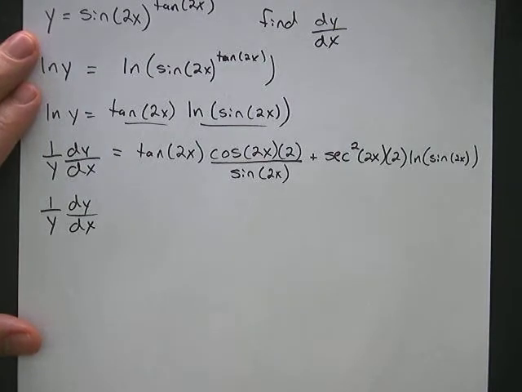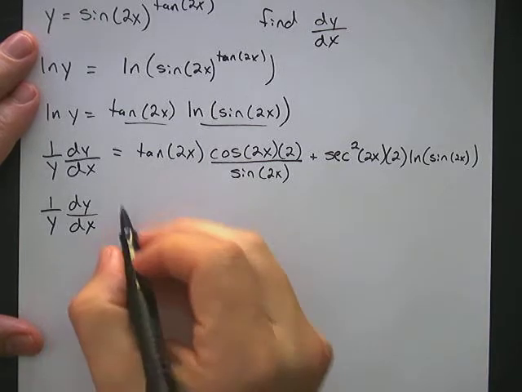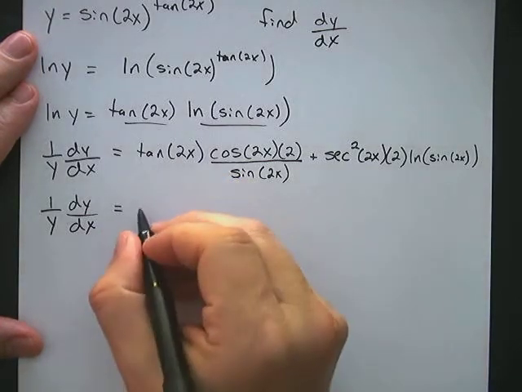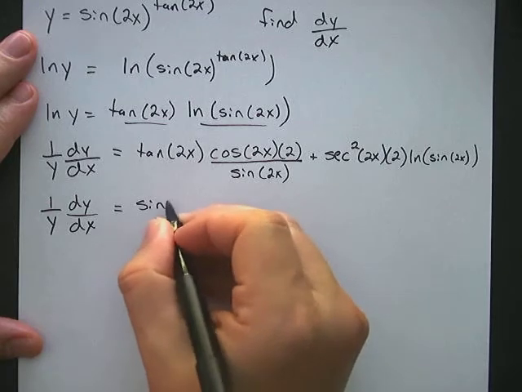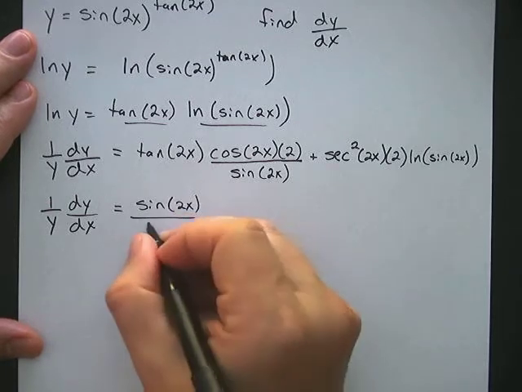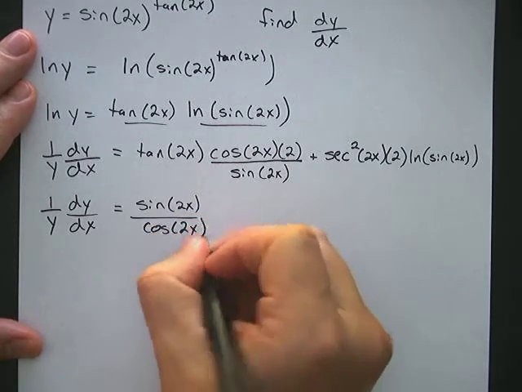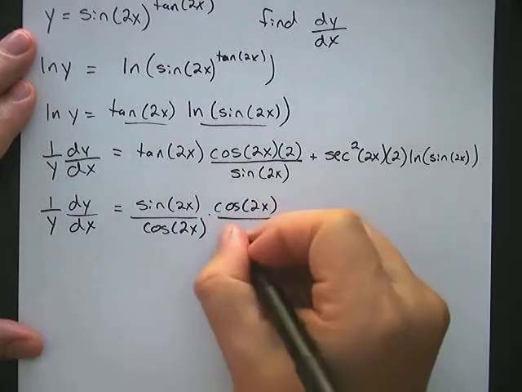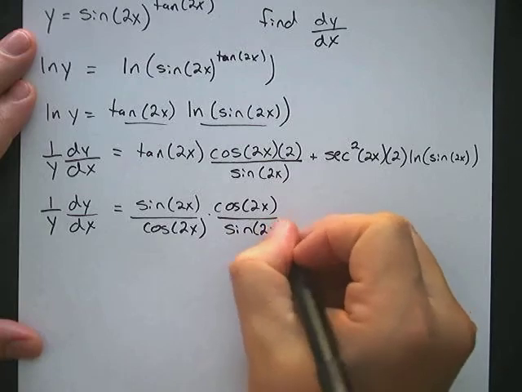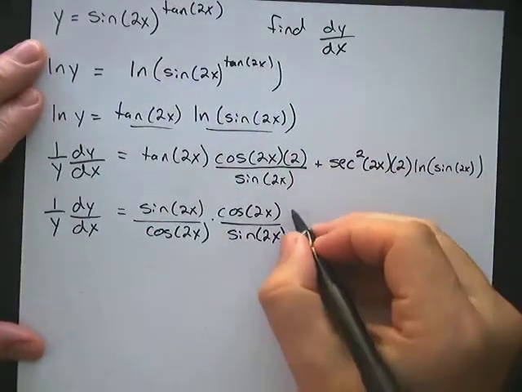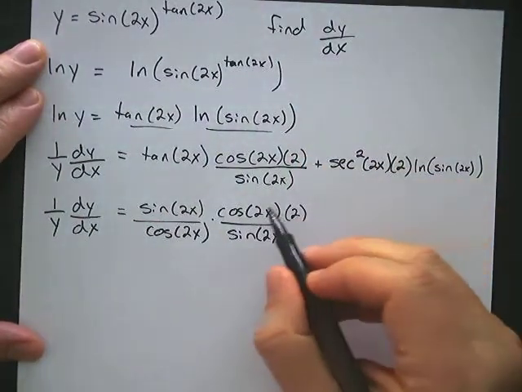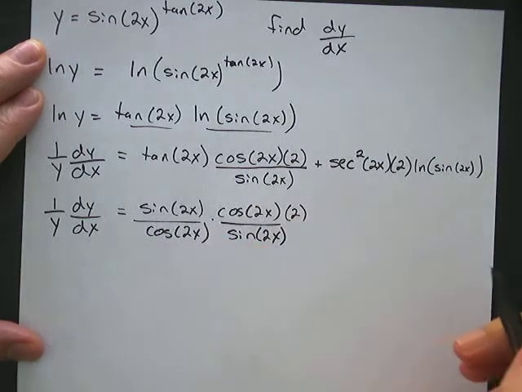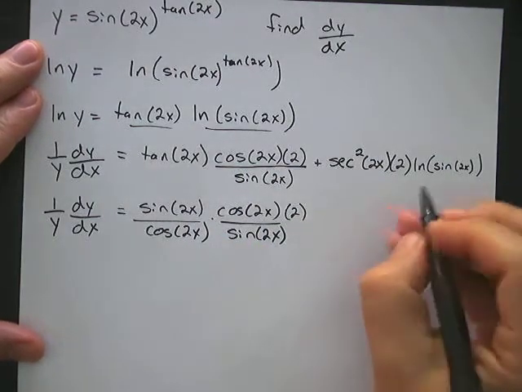Recall that tangent is the same thing as sine over cosine. So if we wrote that as sine over cosine, it would be sine of 2x over cosine of 2x times cosine of 2x over sine of 2x. And don't forget we have that little 2 out front. You'll see what's going to happen there. That cross multiplies and cancels completely out.